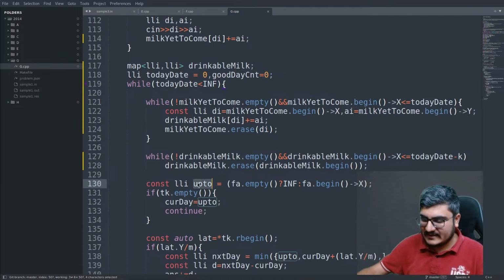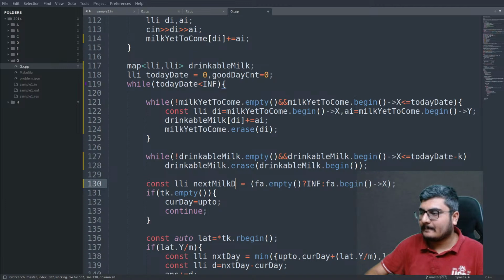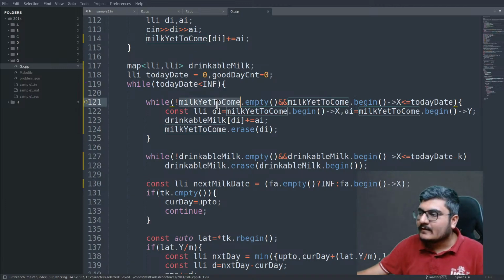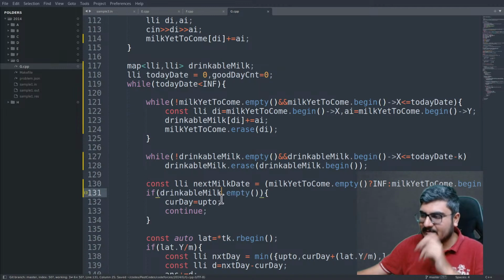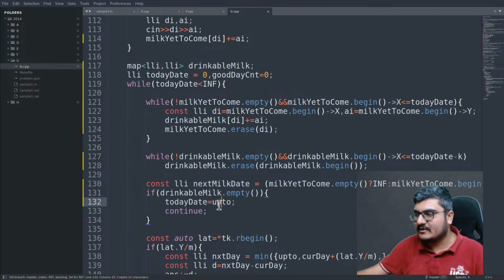Now let's also find the next milk date. If milk is yet to come, like no more milk would be coming, we just say the next date is infinity. Otherwise, whatever is the minimum day over here. And if we do not have any drinkable milk, directly jump from today's date to the day when the milk will come.